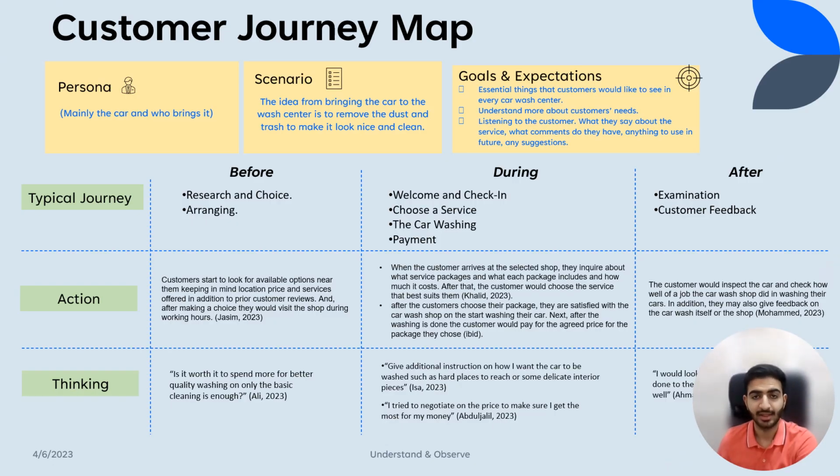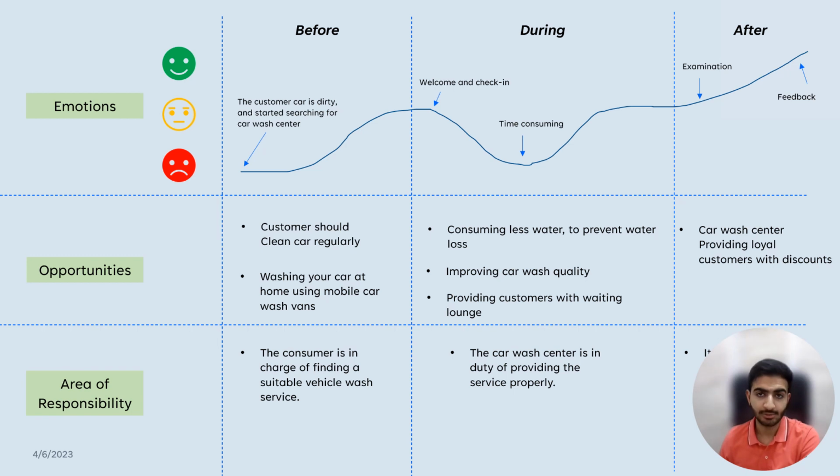The first tool in the observe stage is the customer journey map, which is a series of interviews where we interview the customers in different categories, before, during, and after, and ask them how the typical journey goes: the actions, the thinking, in addition to their emotions before, during, and after, the opportunities they find, and the areas of responsibility that they were assigned in this process.